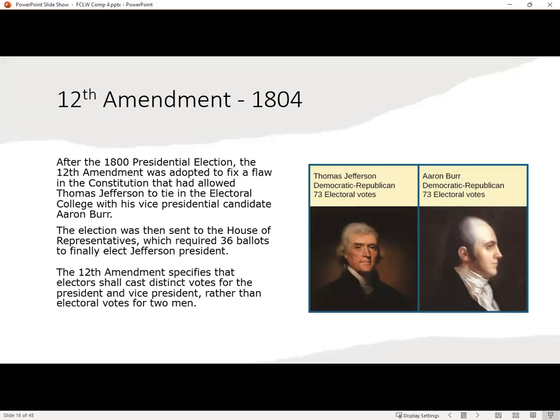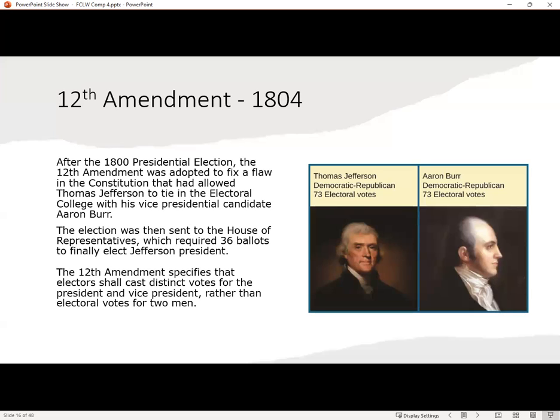But what they had is 73 electoral votes for Thomas Jefferson and 73 electoral votes for Aaron Burr. And they really didn't know what to do with this. They sent it to the House of Representatives. The House of Representatives needed 36 ballots and finally elected Jefferson to be the president.